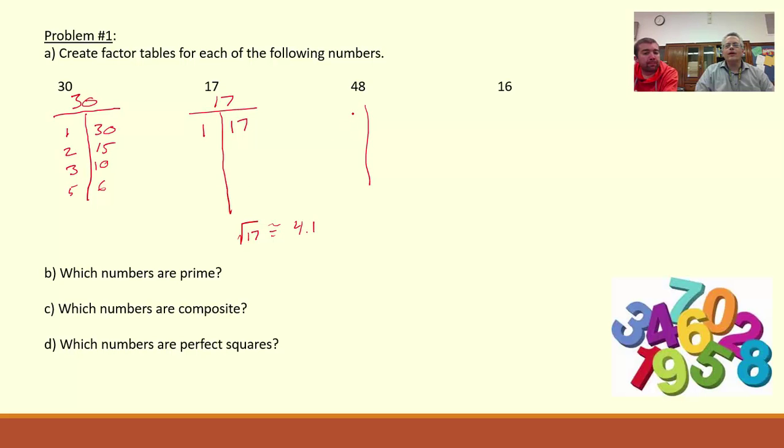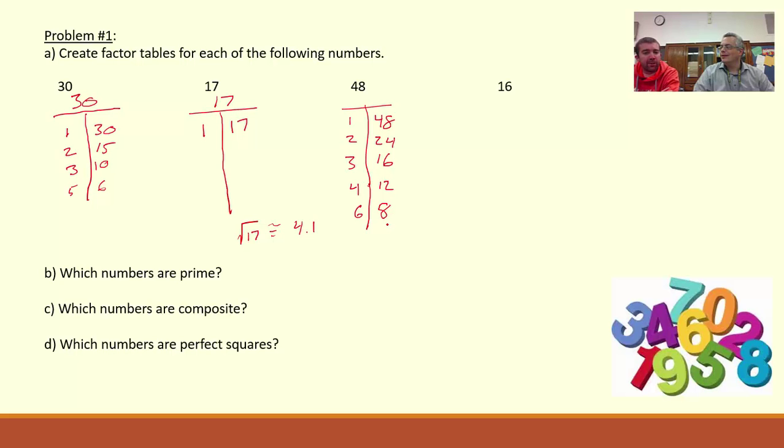All right, 48. 1 and 48. 2 and 24. How about 3? Yes, 3 and 16. 4? 4 and 12. 5? That doesn't end in a 0 or a 5, so no. 6? Yes, 6 and 8.